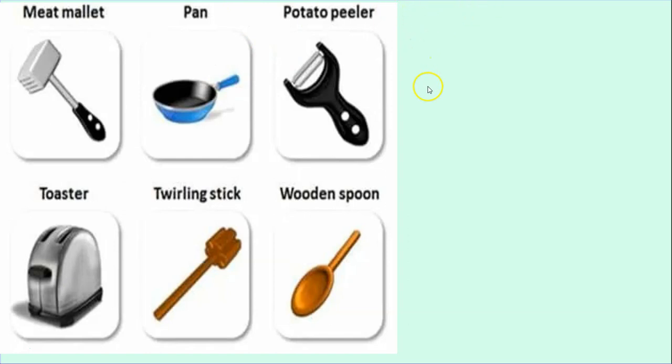Potato peeler. These are fairly sharp blades, and they will peel off the outside of a potato or a carrot. The outside is called the peel, so a peeler is used for taking the peel off a potato, a carrot, or some other vegetables. Potato, P-O-T-A-T-O, peeler, P-E-E-L-E-R, potato peeler.